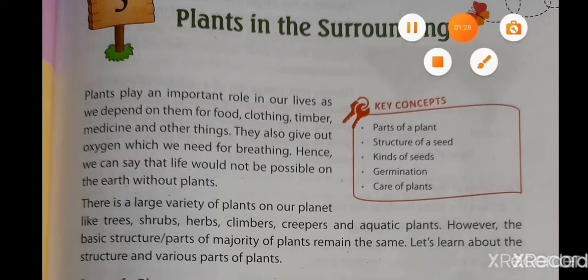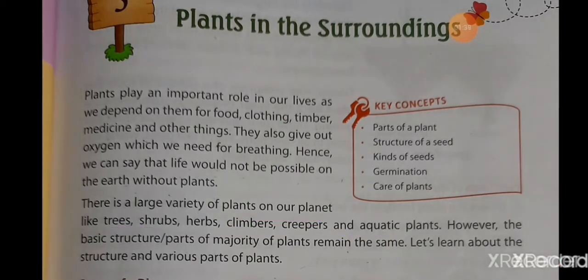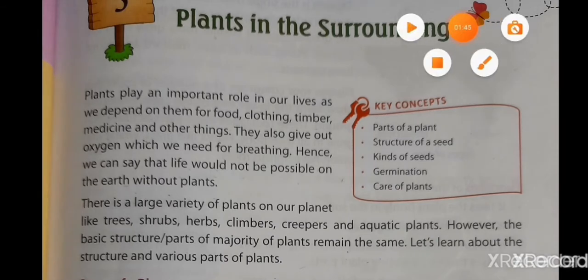There is a large variety of plants on our planet, like trees, shrubs, herbs, climbers, creepers and aquatic plants. However, the basic structure and parts of the majority of plants remain the same. Let's learn about the structure and the various parts of the plant.